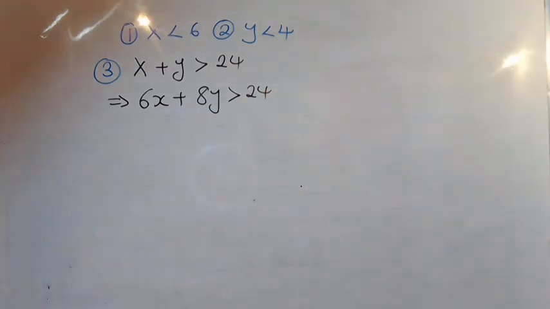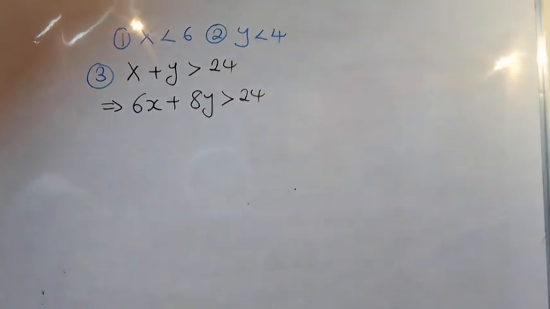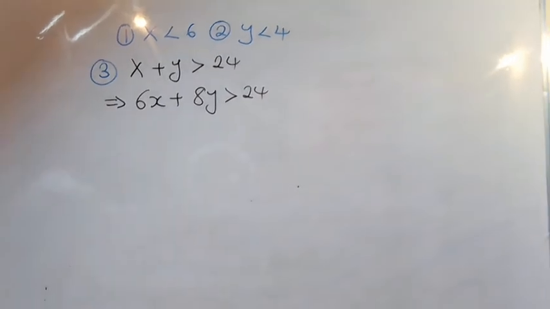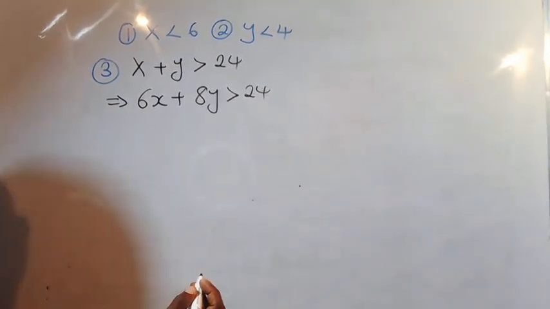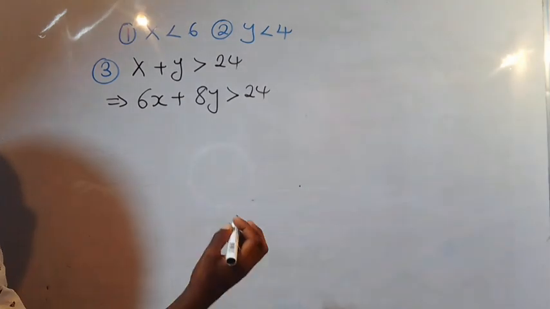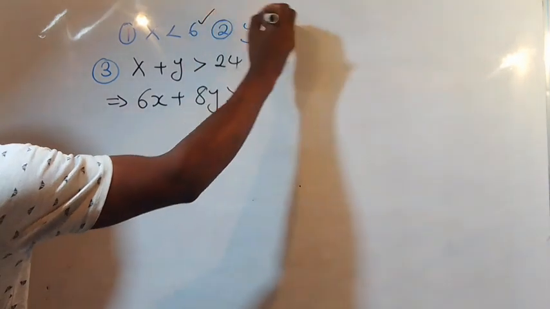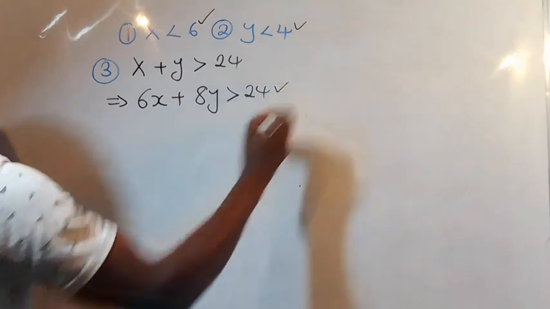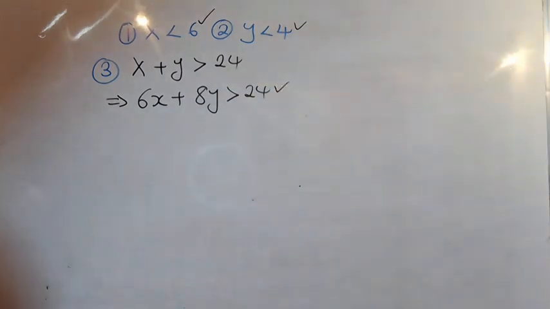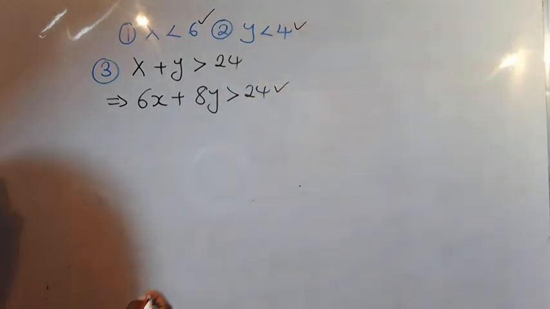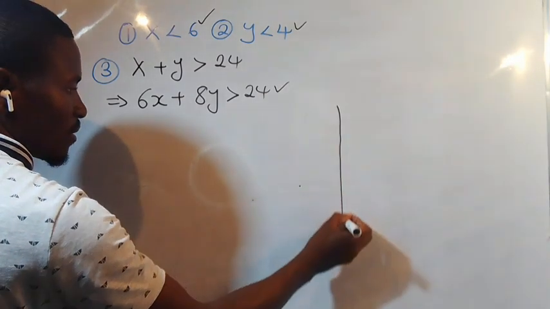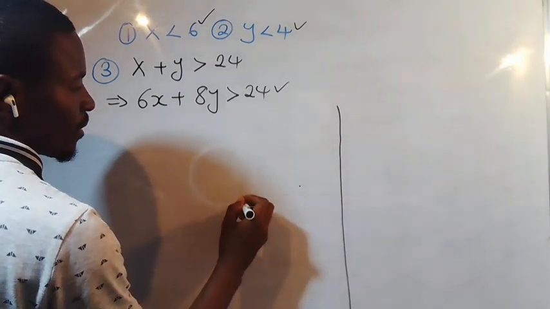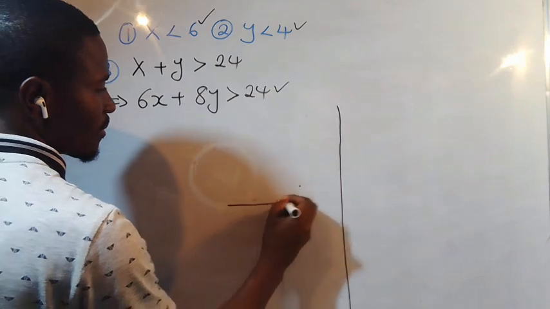Now, these are our inequalities. The second part is to come up with a graph, so the graph can be simplified like that.